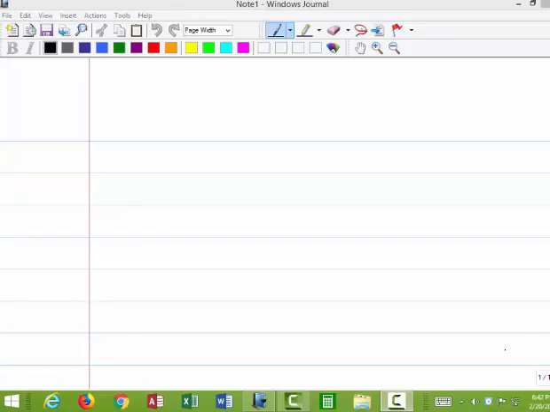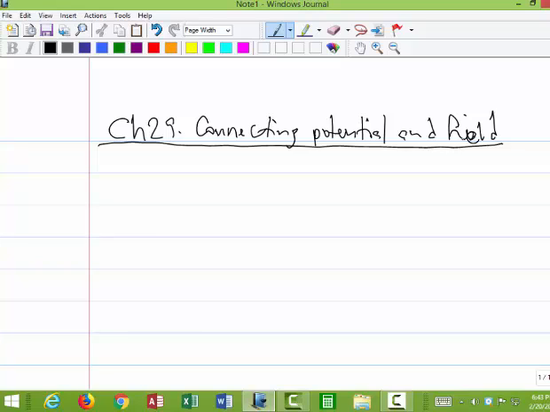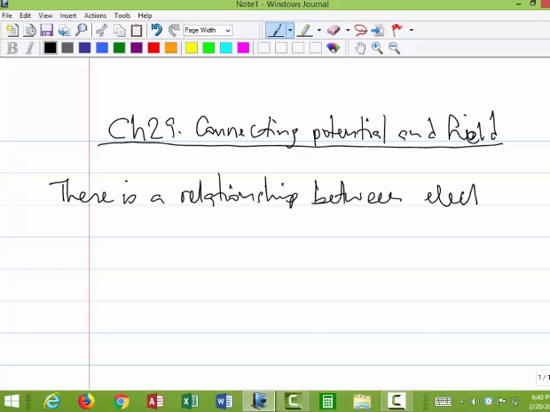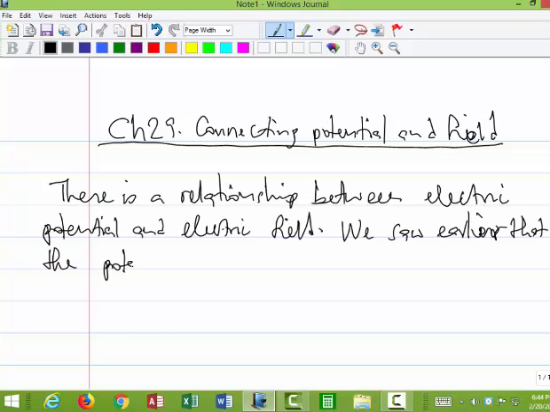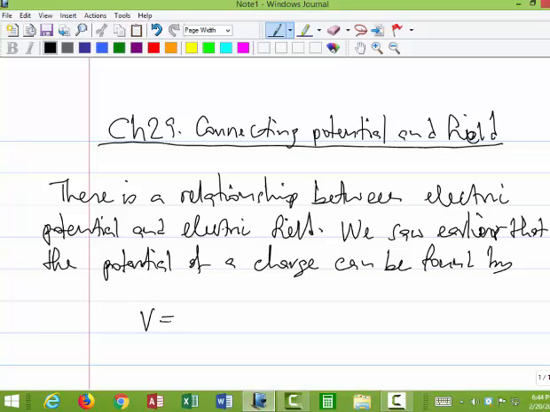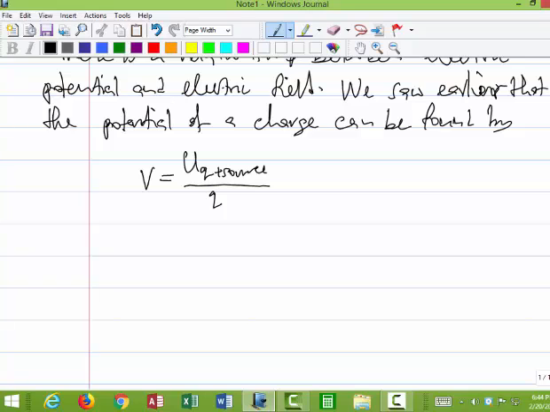Connecting potential and field. So I'll start with that. We can connect the potential of the charges and their field by the following. You can say that there is a relationship between electric potential and field. We saw earlier that the potential of a charge can be found by V equals the potential energy of the test charge plus sources divided by the test q. So we know what the potential is.